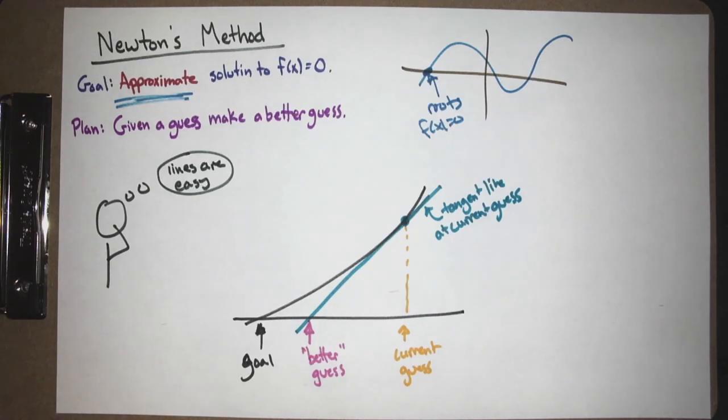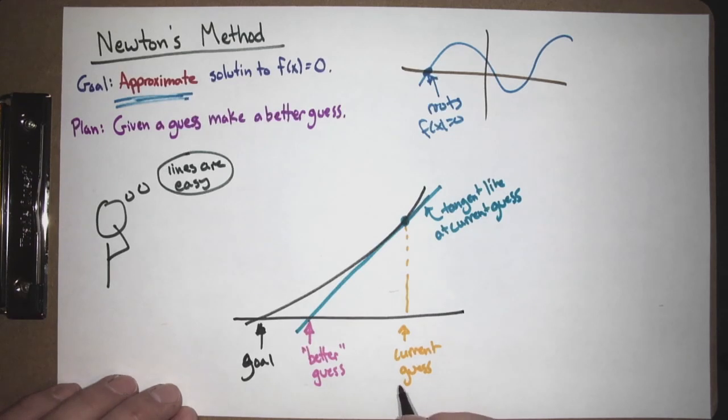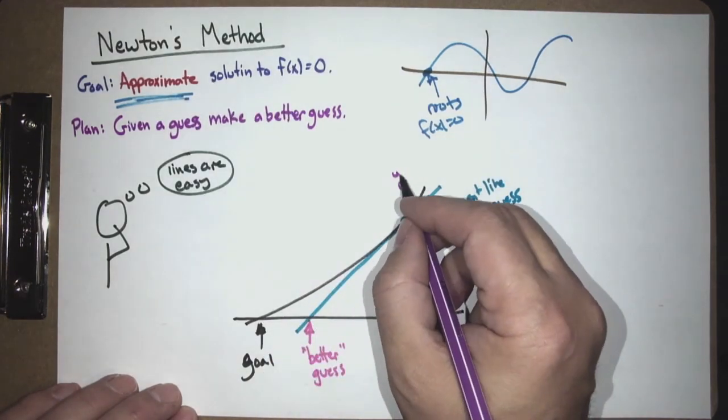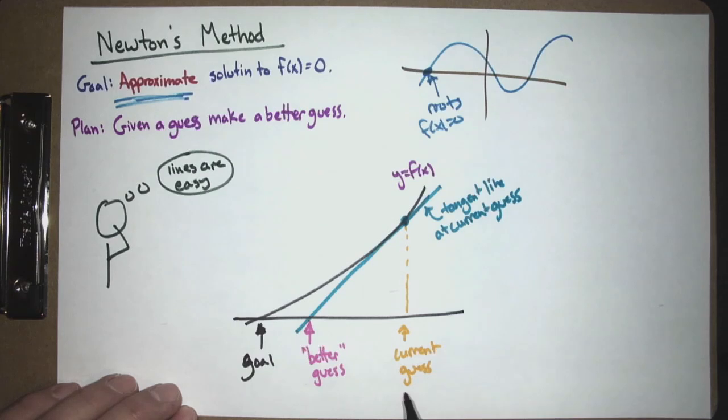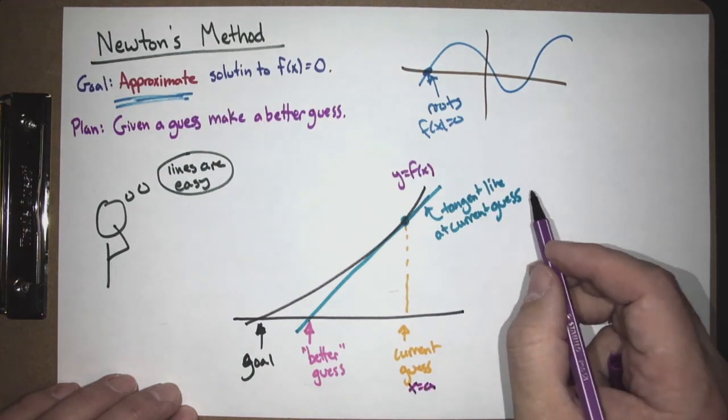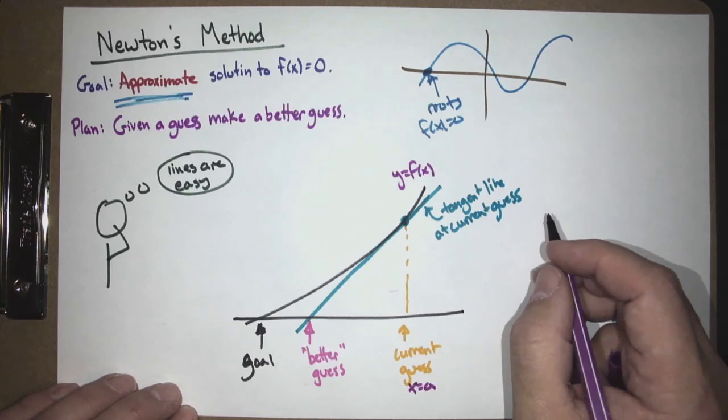Okay, so let's talk about how it actually works. This is great and all, picture-wise, but now the rubber meets the road. Let's call our function y equals f of x. Let's say our current guess is at x equals a. What's our tangent line? Do you remember the formula for a tangent line?